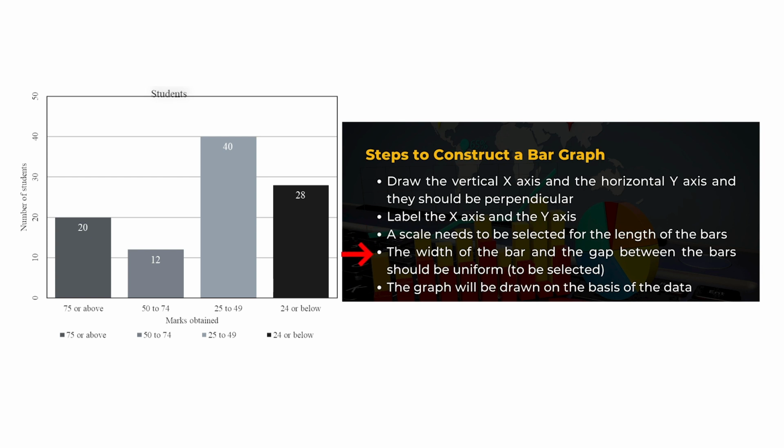The width of the bar and the gap between the bars should be uniform. This will be selected by the person who is representing the data. So this also has to be uniform. For all the bars, the size, the width, and the length have to be taken into account. And accordingly, the graph will be drawn on the basis of the data.